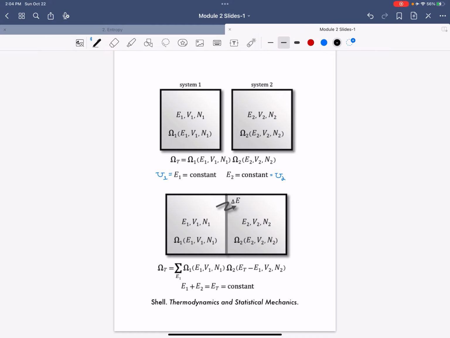Just to remind you, this is the system that we're thinking about. We had two isolated systems that were then connected together such that they could exchange energy, but they can't exchange molecules or volume. All right? So system 1 and system 2 have their own initial energy, volume, and number of molecules.